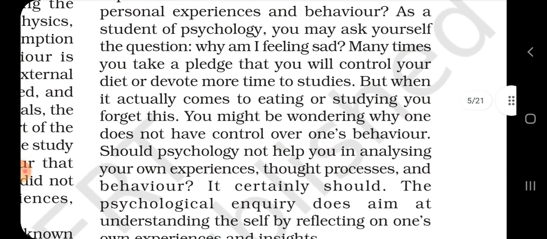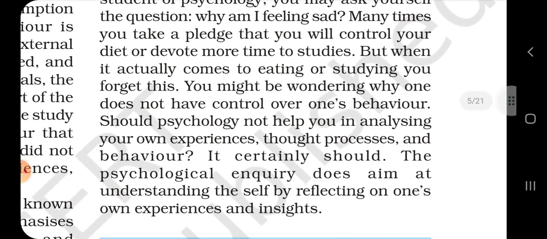Should psychology not help you in analyzing your own experiences, thought processes, and behavior? It certainly should. Psychological inquiry does aim at understanding the self by reflecting on one's own experiences and insights.